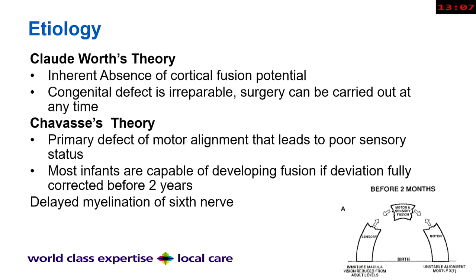Now, although this case is typical, we still don't know why it happens, and there are two competing theories. The Worth theory says, actually, your arch is not complete. You don't have the keystone. You don't have the ability to fuse. So it doesn't matter where your eyes are, you just cannot fuse. The Chavasse theory says, well, actually, we think the problem is motor alignment. If you could take the motor alignment back to where it should be, maybe you will start fusing. And they are very opposing. In the UK, we very much tend to side with Worth, so we tend not to go in for early surgery for these patients on the whole.